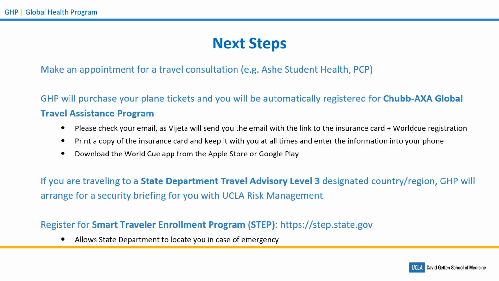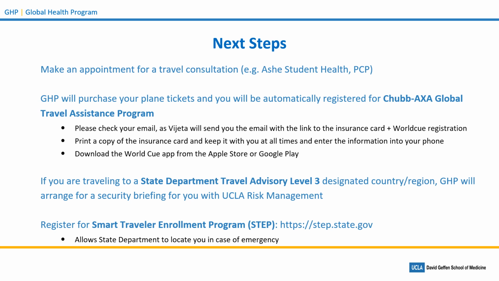So what are your next steps? If you haven't already, please make an appointment for a travel consultation, whether it's with ASH or your own PCP. The GHP will purchase your plane tickets and you'll automatically be registered for the Chubb AXA Global Travel Assistance Program. As I said before, you'll be emailed probably by Vegeta, and please open that email so that you can access everything that you need in terms of travel insurance, whether that's your card or the information about downloading the WorldQ app if you choose to do that.